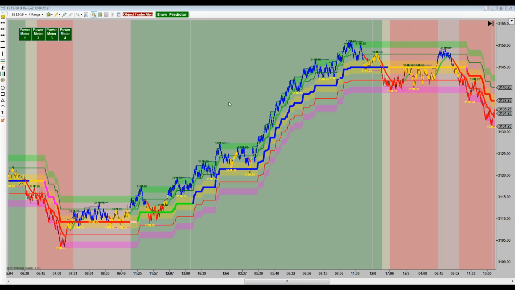Okay, so instrument selection is key. I personally recommend that you start with something slow-moving like ES. And when you're transitioning from sim money to live money, what is your goal? What is your goal?